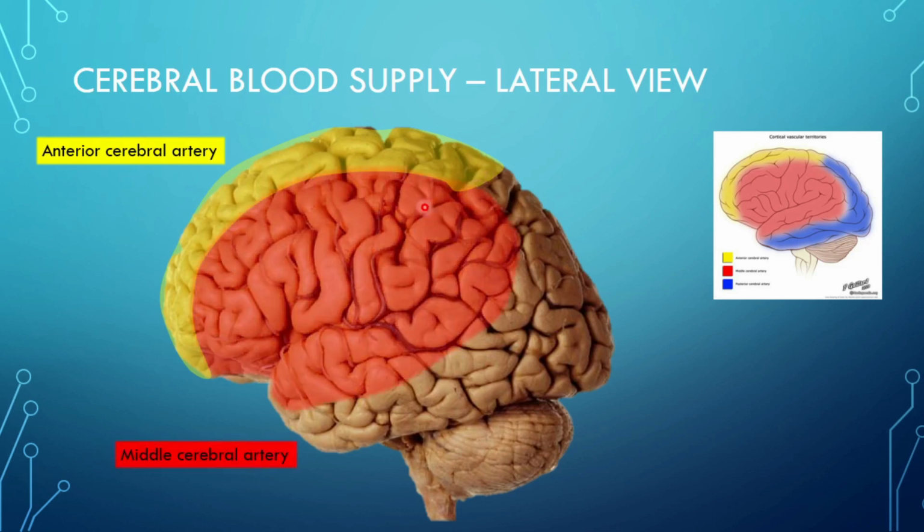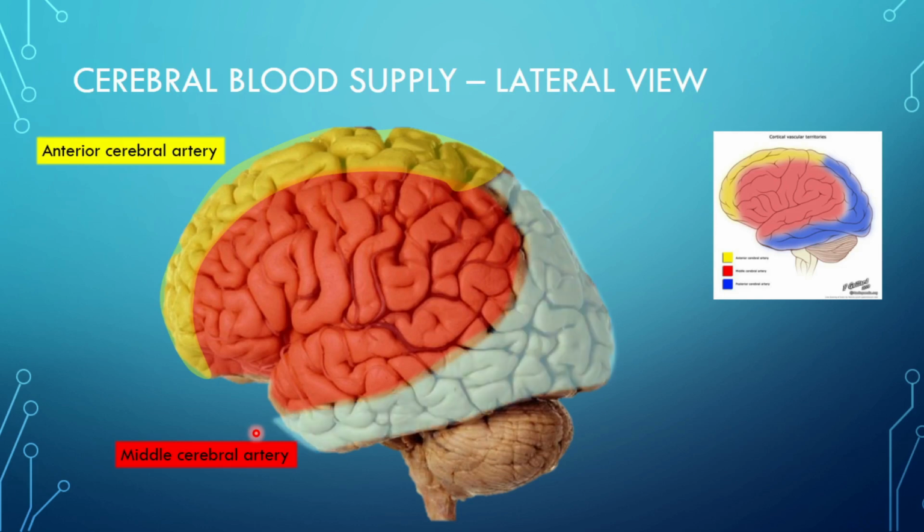We then have the middle cerebral artery, which supplies a relatively huge proportion of cerebral cortex on this lateral view. So lots of the frontal lobe is supplied by middle cerebral artery, lots of the parietal lobe is supplied by middle cerebral artery, and the whole upper half of the temporal lobe is also supplied by middle cerebral artery. And as I said on the previous slide, the middle cerebral artery is essentially a continuation of the internal carotid artery. So it comes from the carotid system.